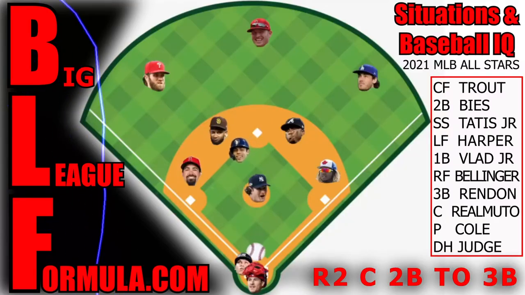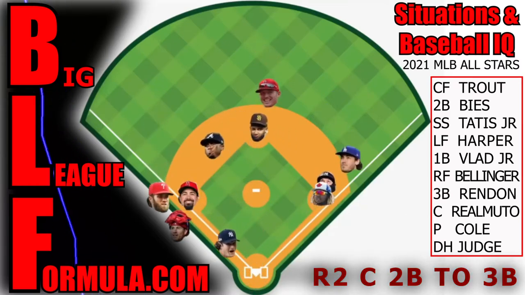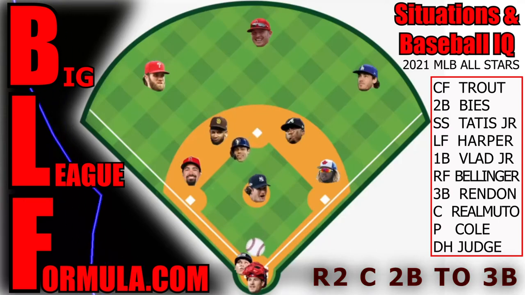Situations, baseball IQ, runner on second, Judge up, a swinging bunt. Realmuto with it, runs him back to second, throws him out at third. Wow, this is exactly what you do right here, catchers.